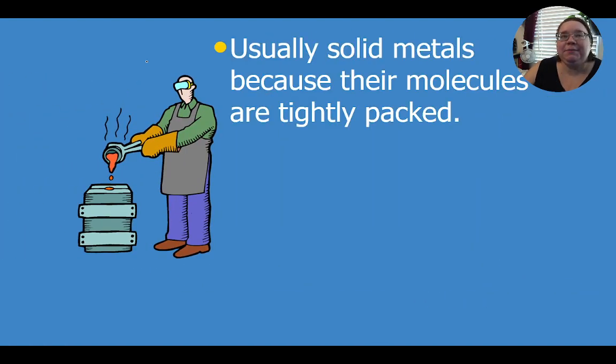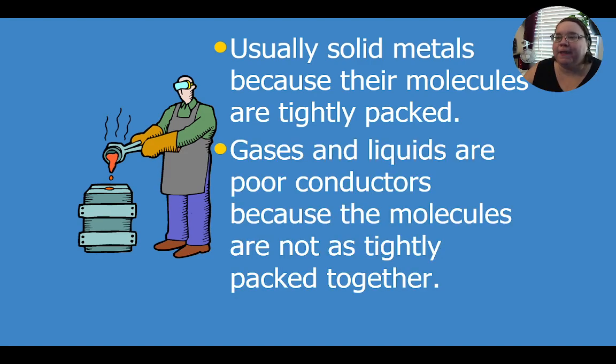Our conductors are typically solid metals because their molecules are really tightly packed. Their electrons are spread out in a sea of electrons, and it means that the heat, and of course electricity, but heat specifically, can move really quickly through that object. Gases and liquids tend to be really poor conductors. Gases, their particles are way too far spread out. They're nowhere near each other. Liquids, they're still touching, but there's a little bit of empty space between them, and they're not able to transfer that energy as effectively as a metal solid.